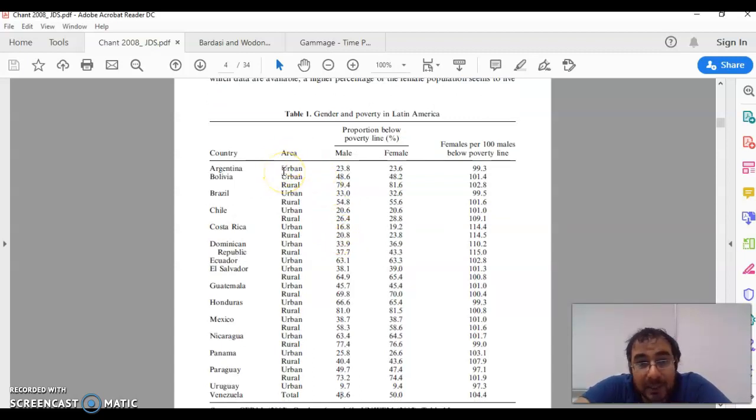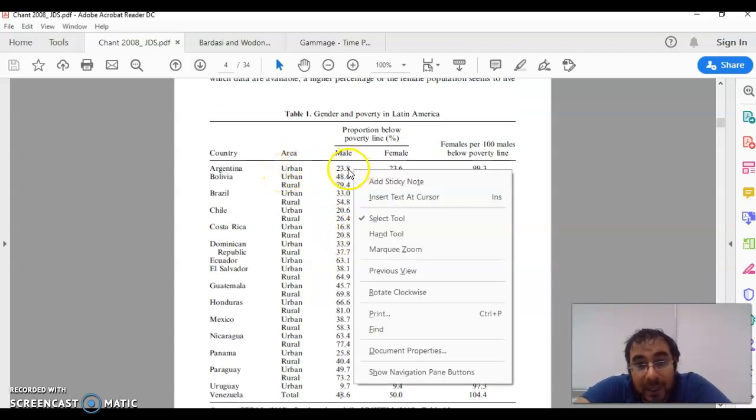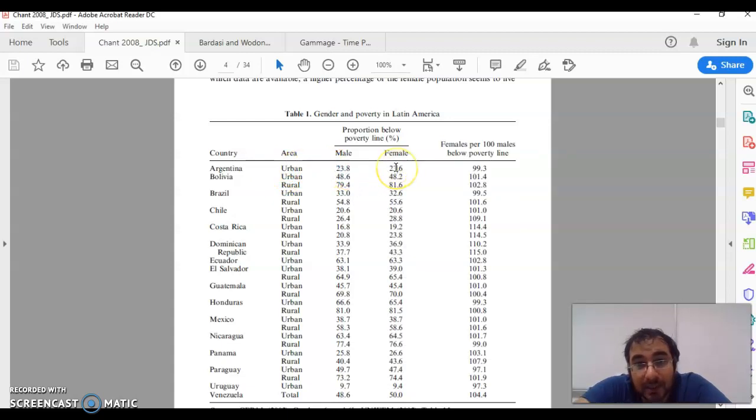For example, Argentina, 23.8% of men are below the poverty line, 23.6% of females are below the poverty line. So for all 100 males, 99.3% of females are below the poverty line. So men are more poor than women, although the difference is small. If you look to the overall numbers, you see two countries, Paraguay, urban areas, where you see women are less likely to be poor than men, and Uruguay urban areas, basically.